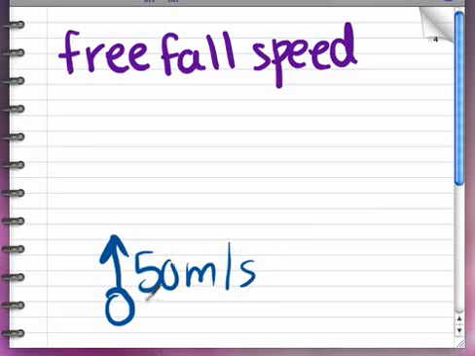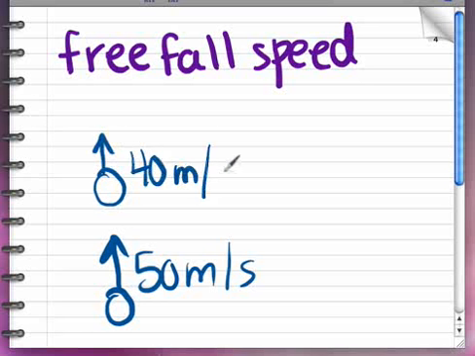If it's being thrown up at 50 meters per second, then 1 second later it will be going 40 meters per second. It will lose speed on the way up at the same rate it gains speed on the way down. The next second it will be going 30, 20, 10, and then 0 at the top. Once it reaches a speed of 0 at the top, it starts to fall back down, and it speeds up until it hits the ground going 50 meters per second.